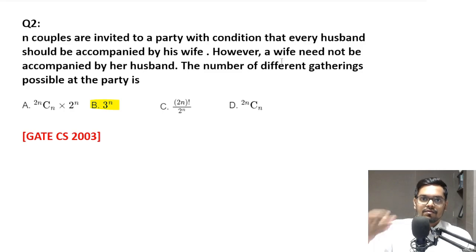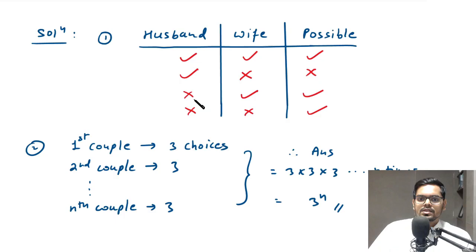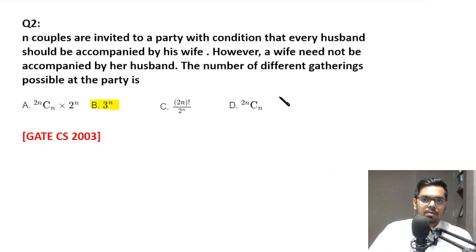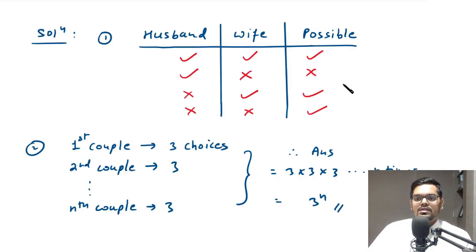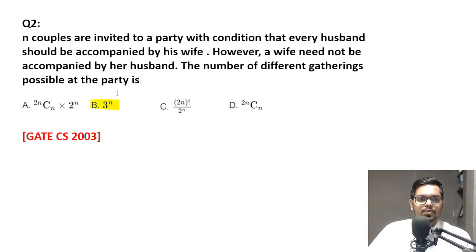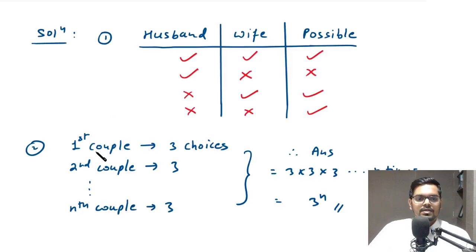And then when wife comes, then husband may or may not come. So when wife comes, husband is not coming, valid case. When wife comes, husband comes, a valid case. But when both are not coming, when husband is not coming or wife is not coming, that thing is not mentioned, which means by default a valid case, right? So if this is the valid case scenario, these are the choices for the couples. The number of different gatherings possible at the party is, which means first couple gets 3 choices. First couple got 3 choices. How is the 3 choices?